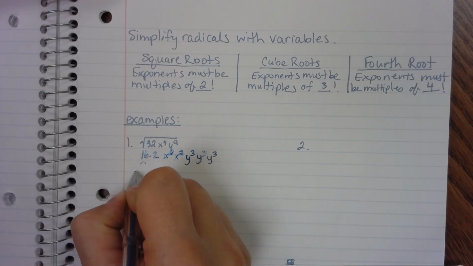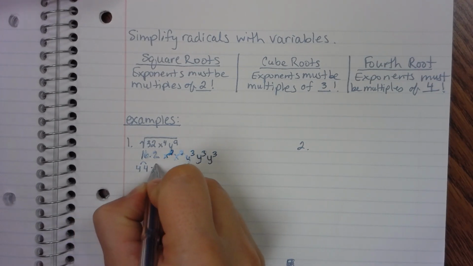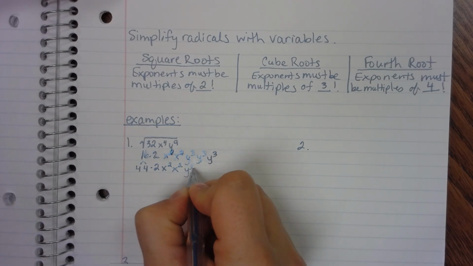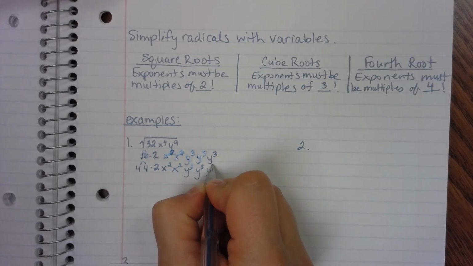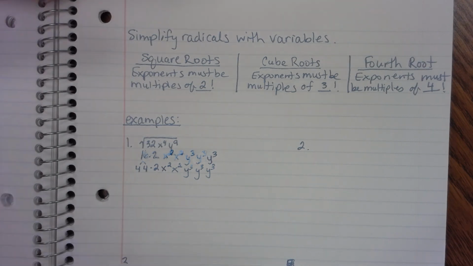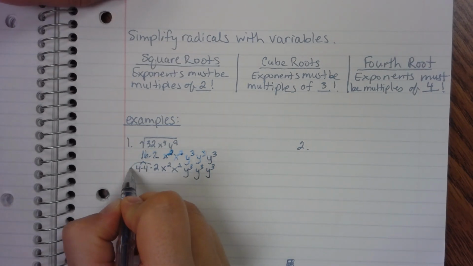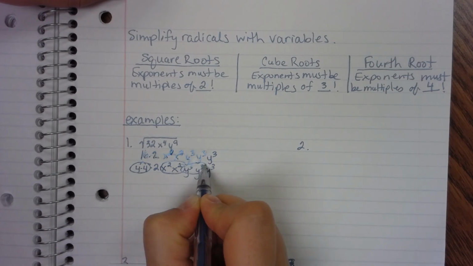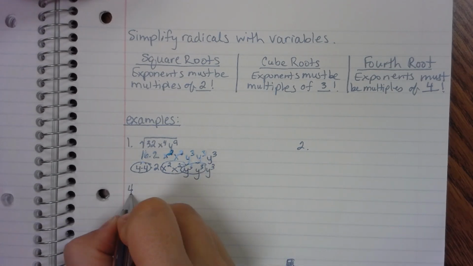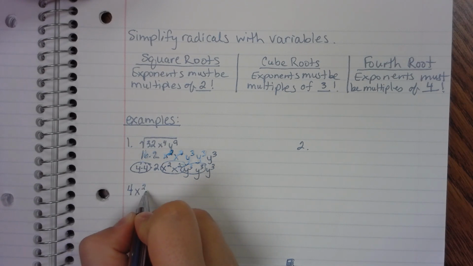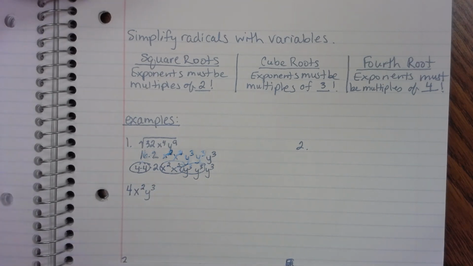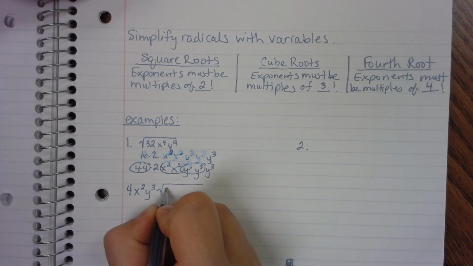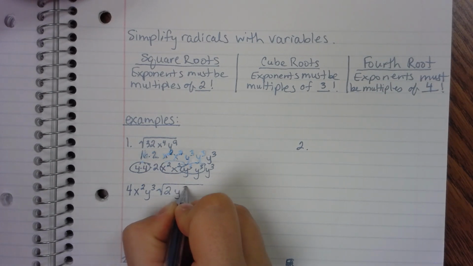So now what I'm looking for, and I can break this down a little bit further, 16 is a perfect square, which is really 4 times 4 times 2, and then we have our x squared, x squared, y cubed, and our y cubed. I'm looking for 2 of the same. So I have 2 4s, I have 2 x squareds, and I have 2 y cubeds. So outside comes a 4, an x squared, and a y cubed. And anything not circled is going to stay under the radical. So I'm going to leave a 2 and a y cubed under the radical.